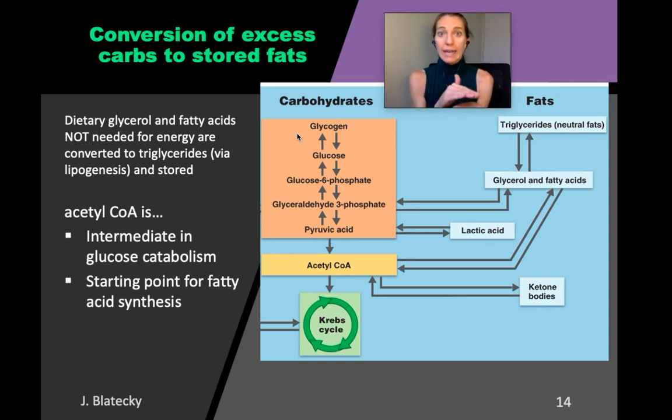We know we go through glycogenesis to create that glycogen. We store it up in the liver. We store it up in the skeletal muscles. But those stores have limited capacity. So once we're finished storing those carbohydrates, guess what? We make fats out of them, and they go up here. And again, it's because this acetyl-CoA is this intermediate.